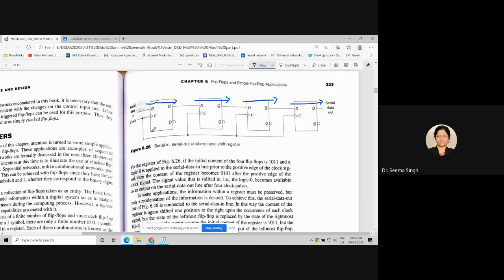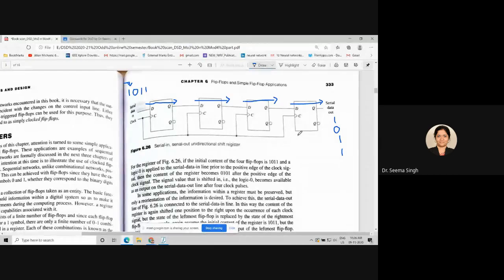If I am putting the data in as 1 0 1 1, and suppose this is my first input data, then after the fourth clock cycle this first one will appear here. By the time it has been pushed along, the 0 would have been given, so after the fourth clock cycle of that, you will get 0 here. In the same way, this one will come here, and the last one will come here.